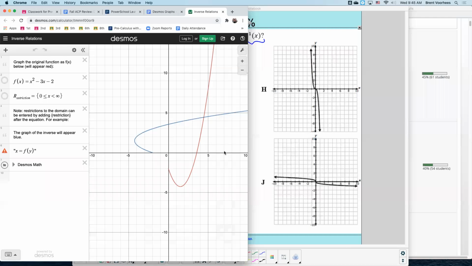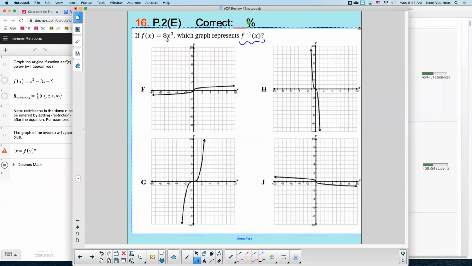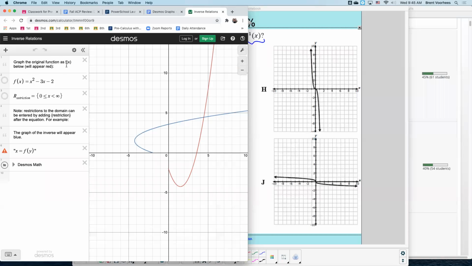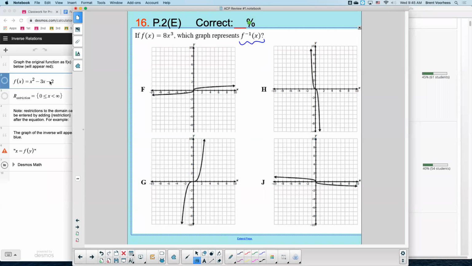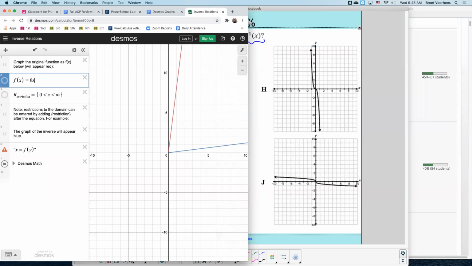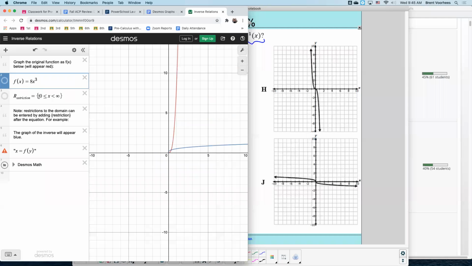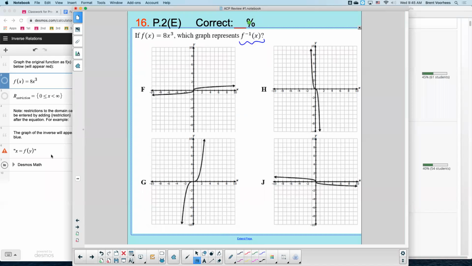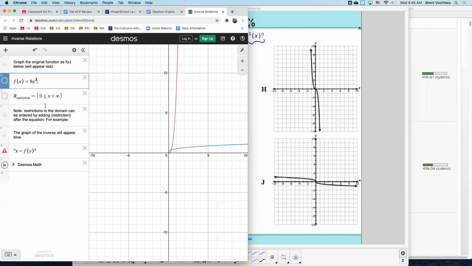All right, so now hopefully you have your inverse graph up. What we do is take this f of x equation and plug it in right here. It says graph the original function f of x as it appears here. So I'm going to say 8x cubed. Ooh, I just realized I need to update something. This gives a restriction, and this problem does not have a restriction. So right now the graph doesn't look right; you only see half of it. I need to change this to negative infinity. I messed that up. There we go.